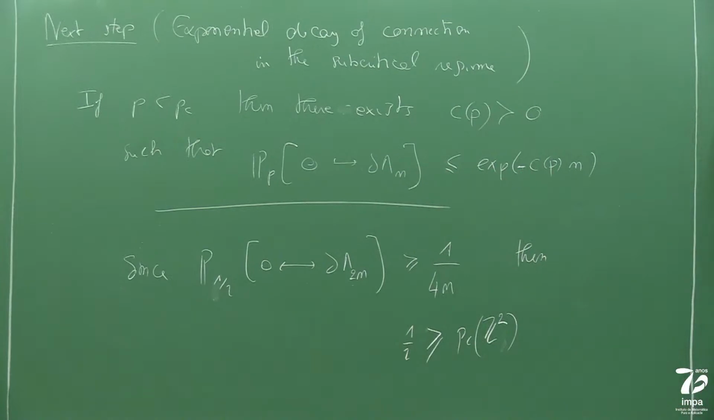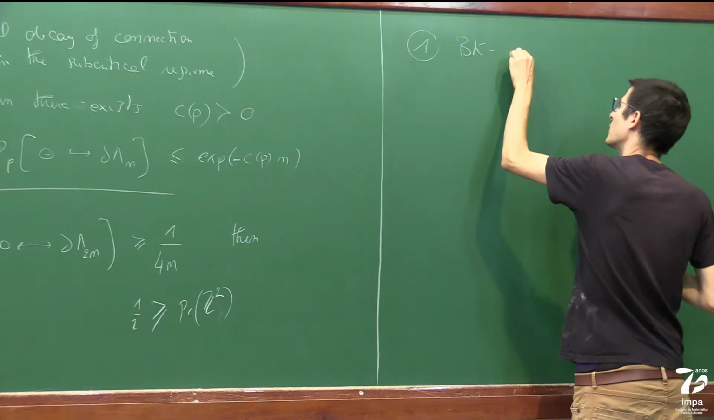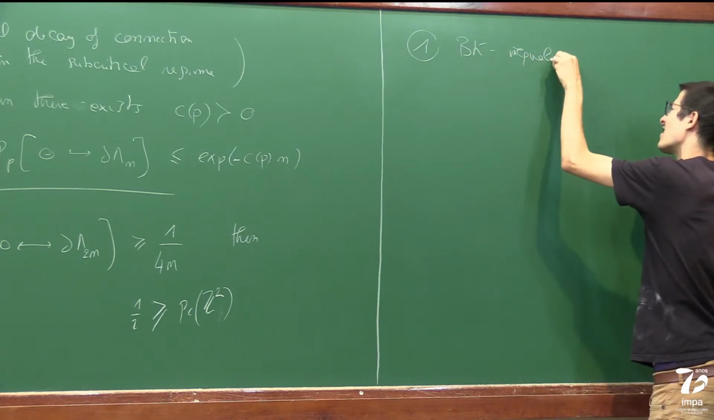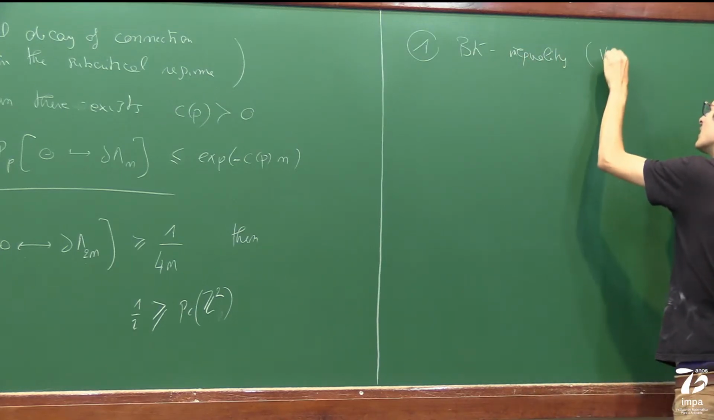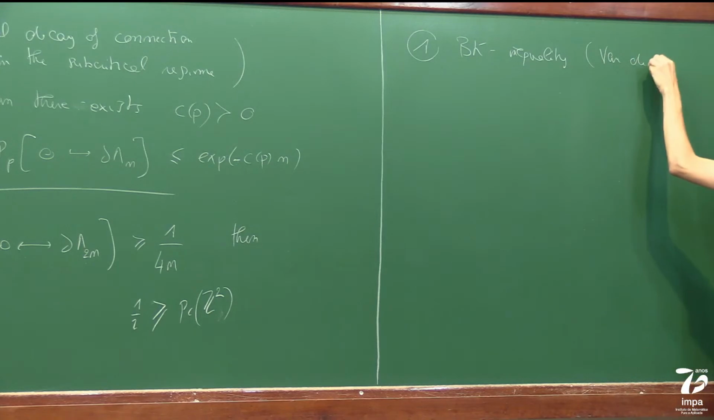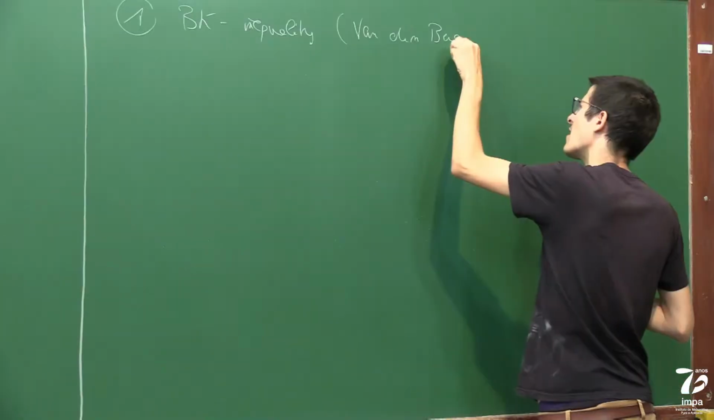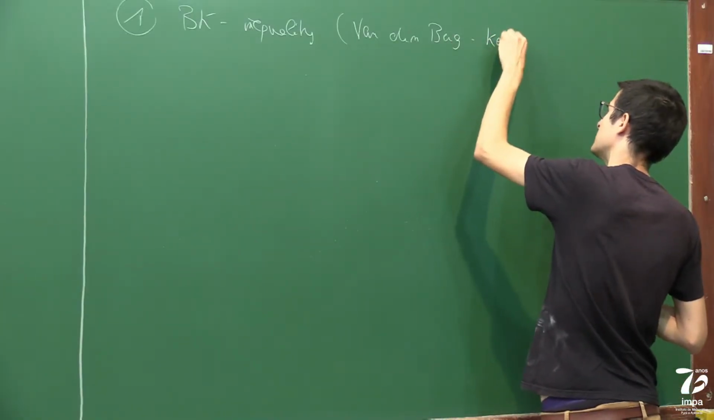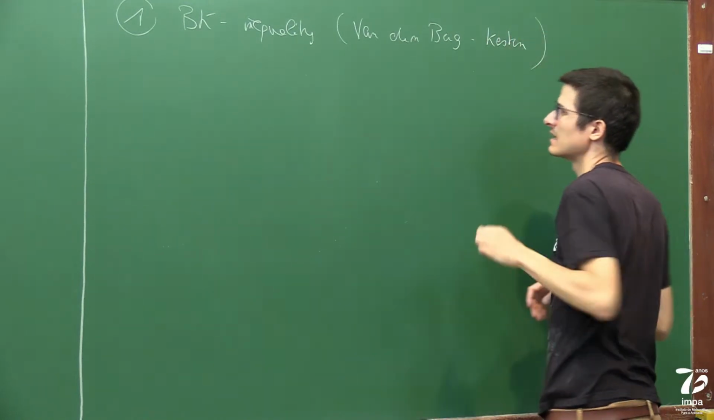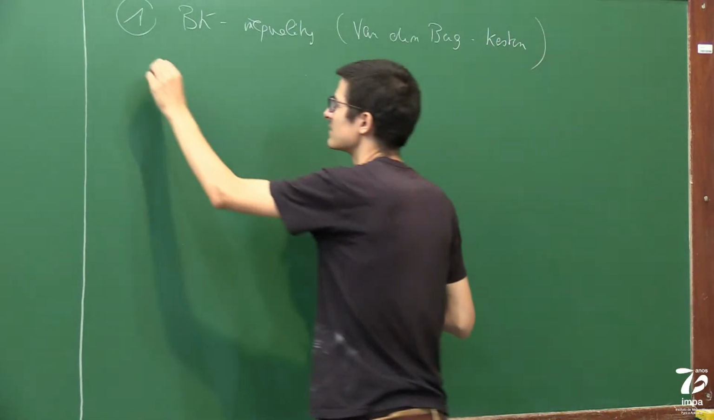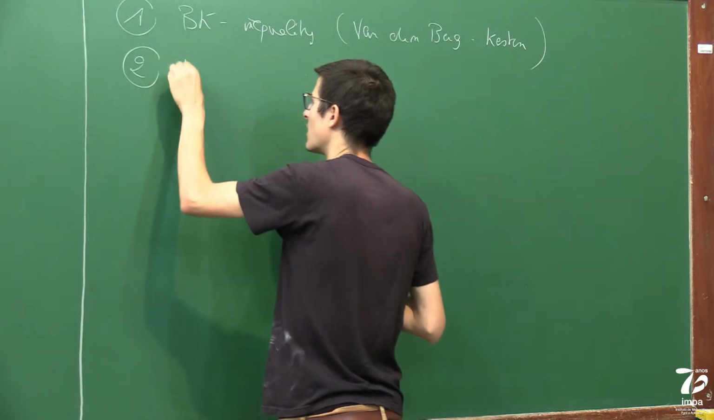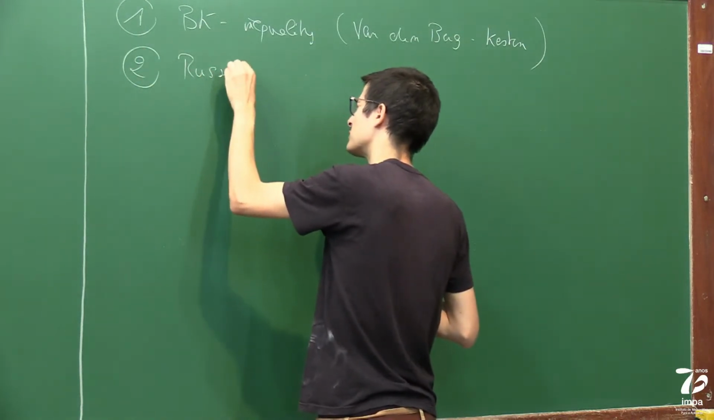The first thing is the BK inequality, meaning the Van den Berg–Kesten inequality. And the second thing is Russo's formula.